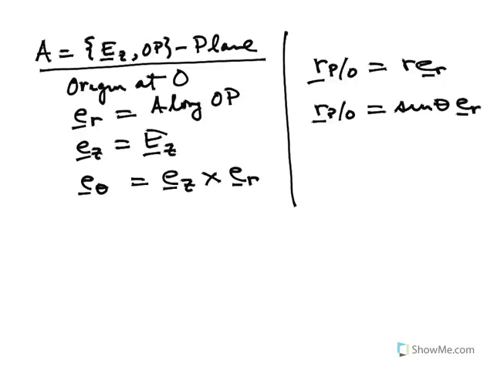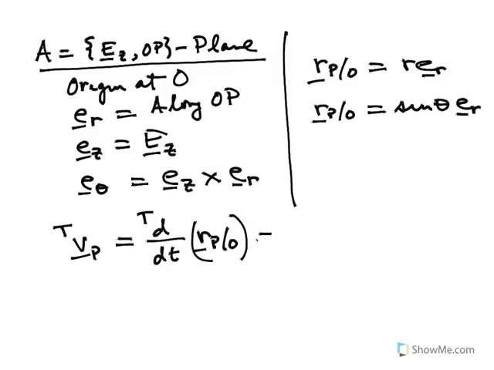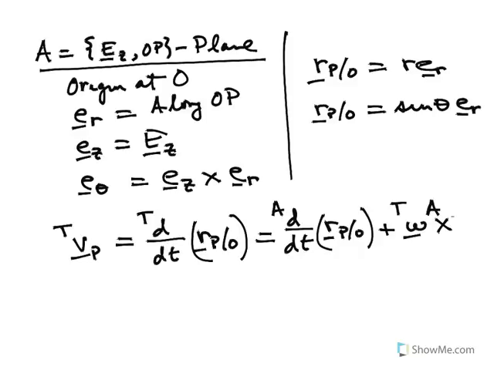Once I have that expression, let's compute the velocity. We're going to do this first part the same way we normally would, which is using the transport theorem. So the velocity of P as viewed by an observer fixed to the track is equal to the rate of change as viewed by an observer fixed to the track of the position of P relative to O, which is equal to the rate of change in A of the position of P relative to O plus the angular velocity of A and T crossed with the position of P relative to O. Now let's take the first term in this transport.